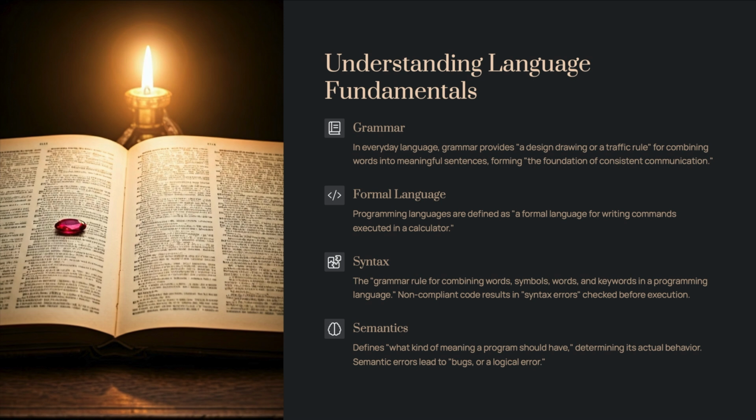Semantics is about the meaning, what the program is supposed to do, and its actual behavior when it runs. So what it does. What it does, exactly. A semantic error means your code might look right syntactically, but it doesn't do what you intended. That's where you get bugs, logical flaws.